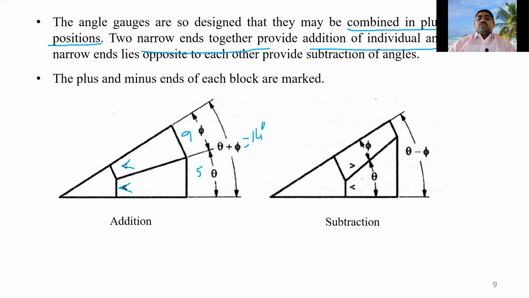Suppose you use this gauge whose angle is, let us say, 41 degree, and this gauge has the opposite symbol, let us say 9 degree. In total I will get only 32 degree, because it reduces the angle, subtracting from the angle theta. The plus and minus ends of each block are marked on the angle gauge so that you can identify them.